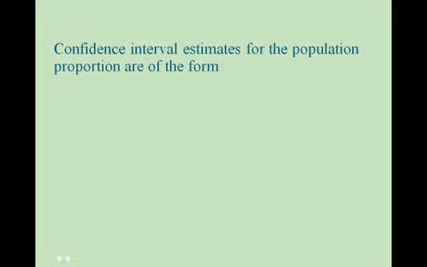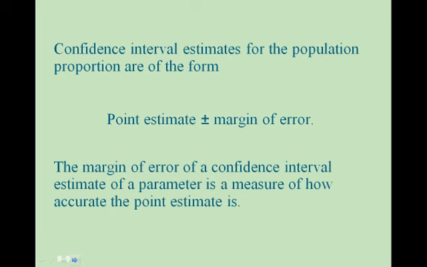So confidence interval estimates for the population proportion are of this form. We use the point estimate plus or minus the margin of error. And the margin of error of a confidence interval estimate of a parameter is a measure of how accurate the point estimate is.